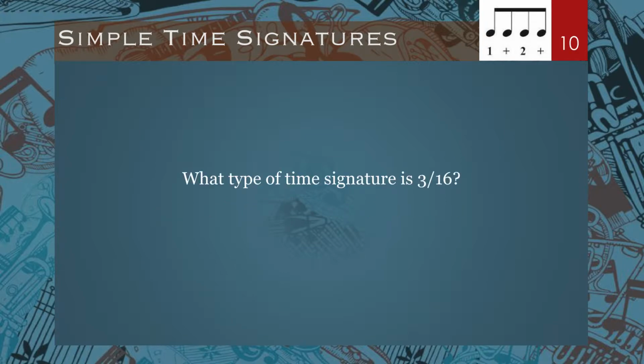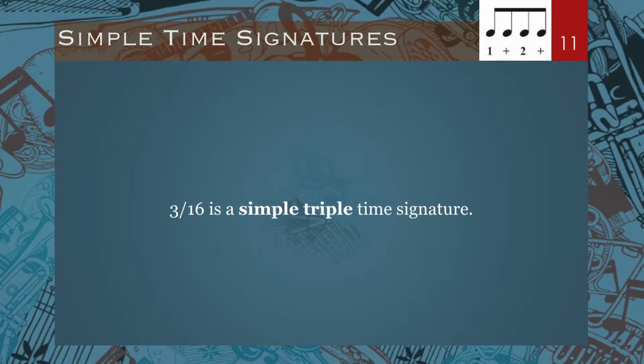What about 3/16? I'll give you a moment. If you said simple triple, you are correct. It's simple triple because there are 3 beats per measure, so that's where you get the triple from. And the 16th note can be broken down into 2 smaller 32nd notes.